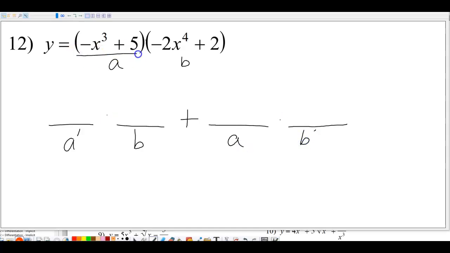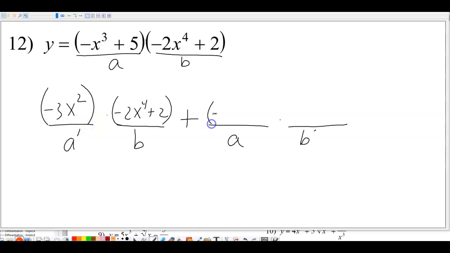So the derivative of a is negative 3x squared. And then we're going to put b in there. I recommend putting parentheses on there. A is negative x cubed plus 5. And then b prime is going to be negative 8x cubed. The derivative of that is negative 8x cubed, and then the 2 just goes away because it's a constant. And we're not going to be simplifying these. We're just going to leave our answer like that.